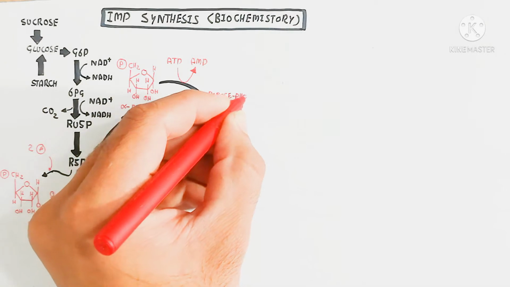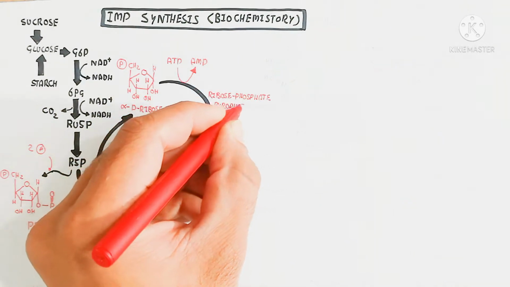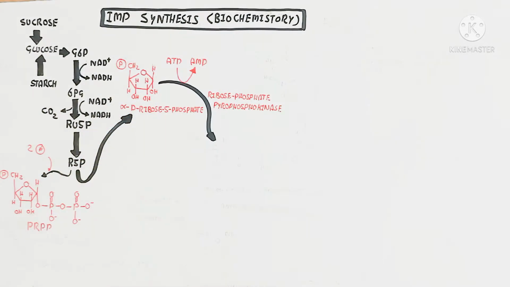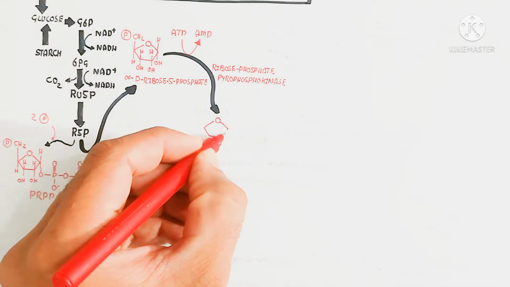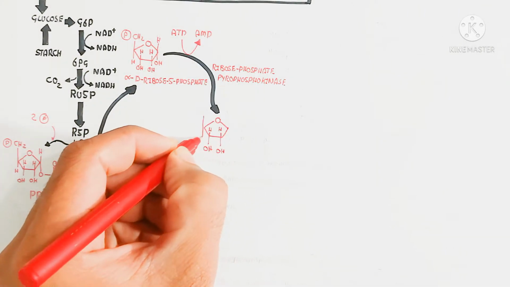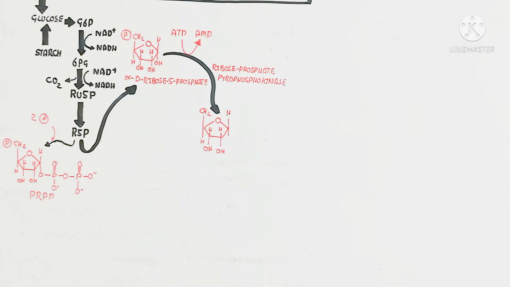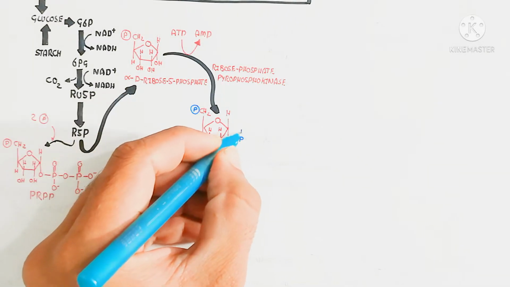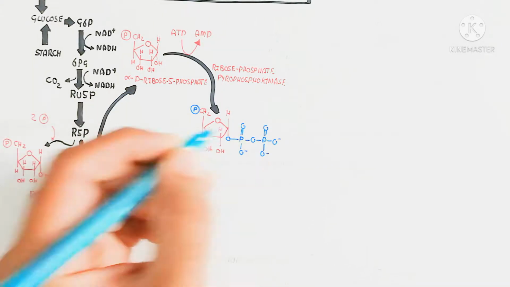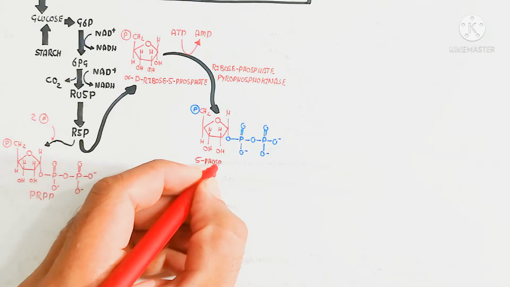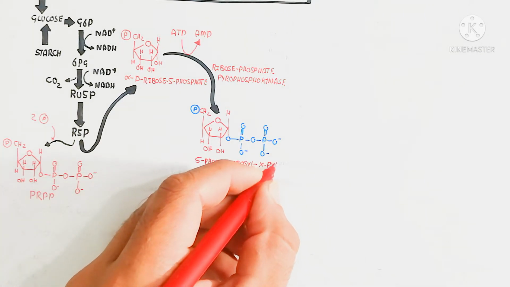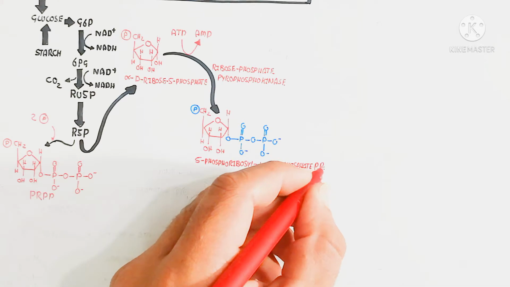The ATP is used and converted to AMP, and the 2 phosphate groups are given to the alpha D ribose 5 phosphate in the presence of the ribose phosphate pyrophosphokinase enzyme. And in this way the 5 phosphoribosyl pyrophosphate is formed. This is known as PRPP.